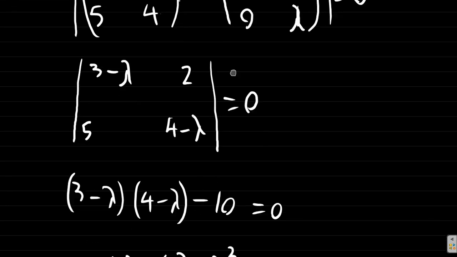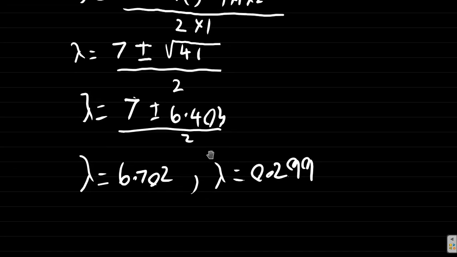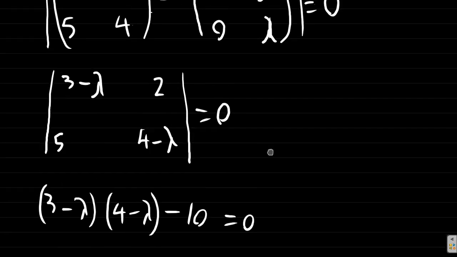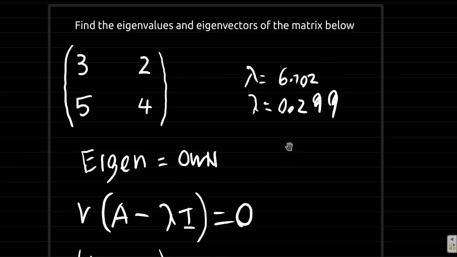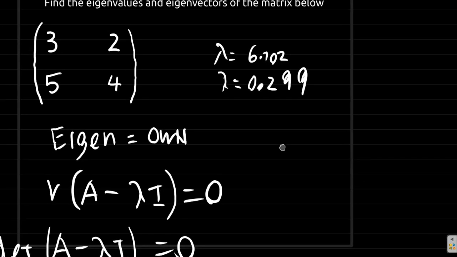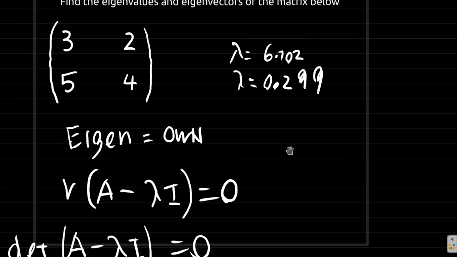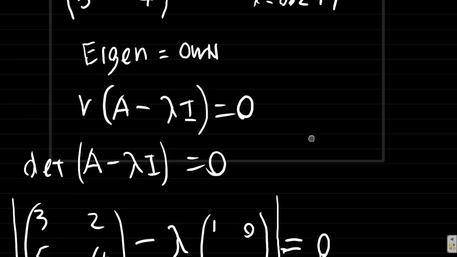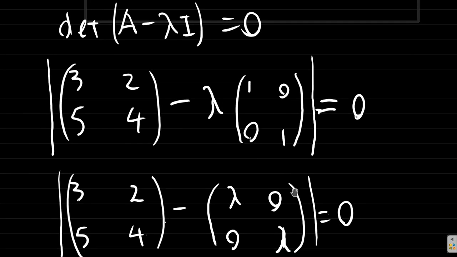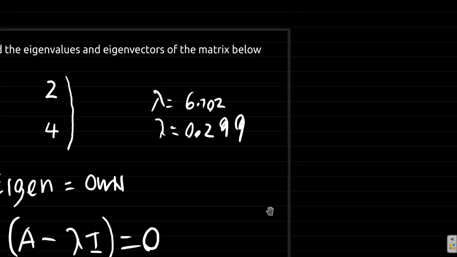6.702, let me just check back. 6.702, right. Now, those are the eigenvalues. We want to find the eigenvectors now.